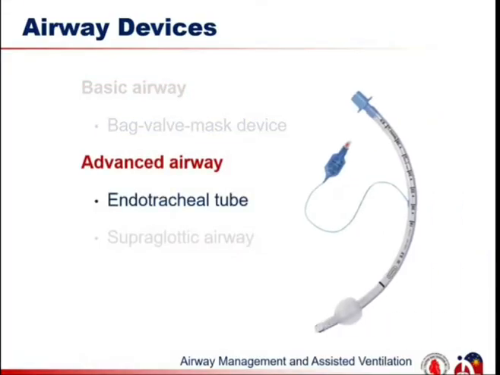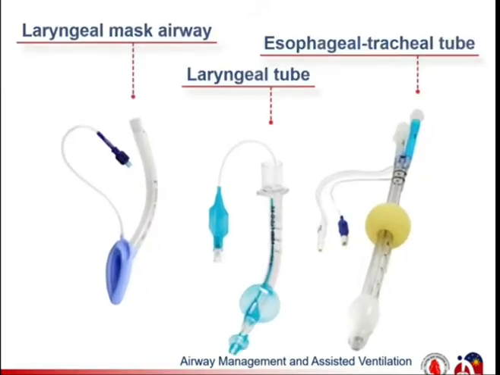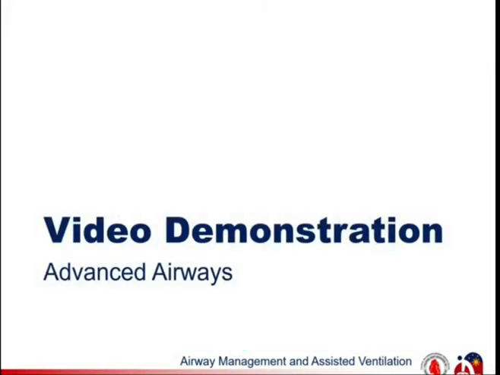Moving on to advanced airways, the one we are probably most familiar with would be the endotracheal tube. And a less commonly used group of advanced airways include the supraglottic airways. These include the laryngeal mask airway, the laryngeal tube, and the esophageal tracheal tube. Next, we'll be showing videos on how to insert and operate various advanced airways.